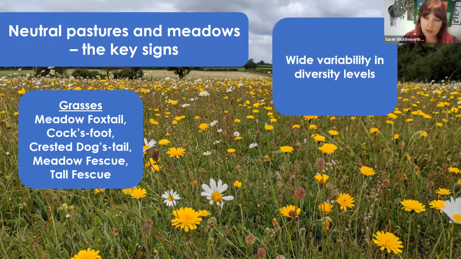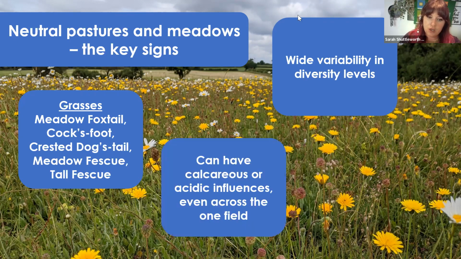As I said, there's a real wide variability in diversity levels across a field sometimes. Maybe there are some areas that are on a slope or just less intensively improved, and you might get a really good patch within a field. You can have calcareous or acidic influences across the field, and that can even vary. You can have some patches showing slightly more acidic influences and some areas showing slightly more calcareous influences, depending on the species present. But it doesn't necessarily mean that we're talking about a dry calcareous or dry acid grassland group. There's just sometimes some variation, and it doesn't all have to be completely neutral.